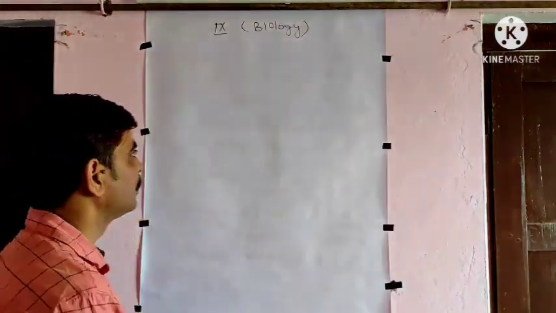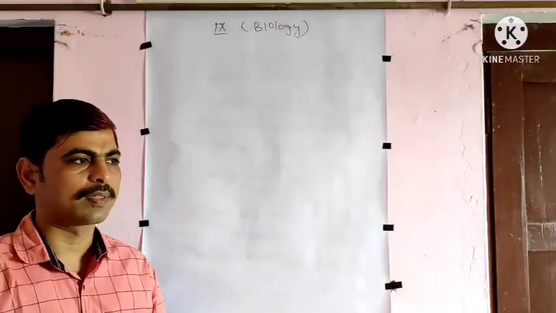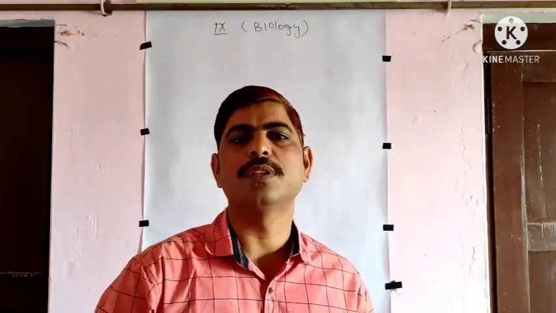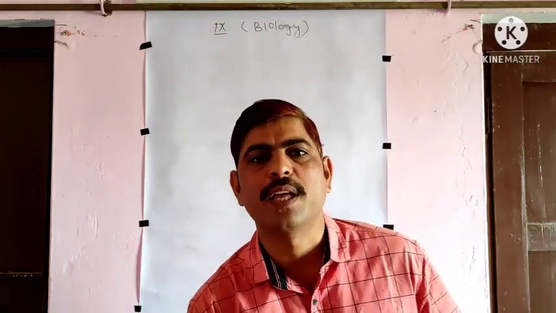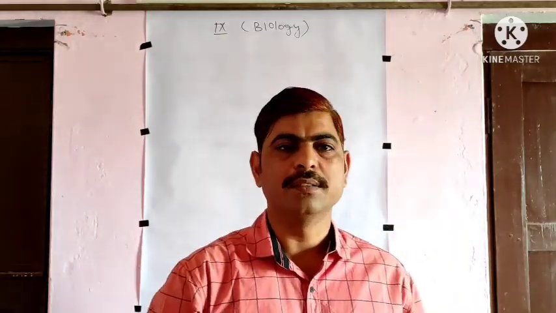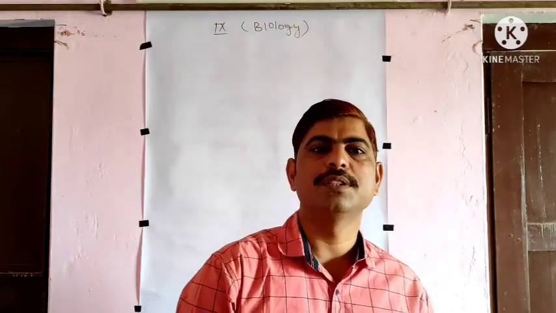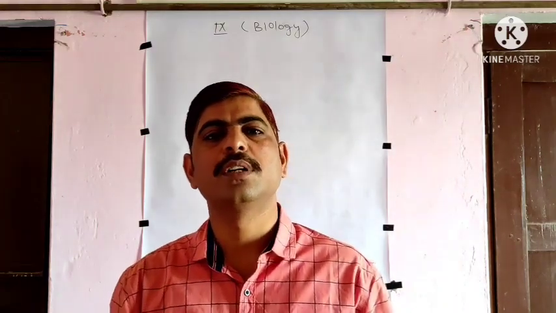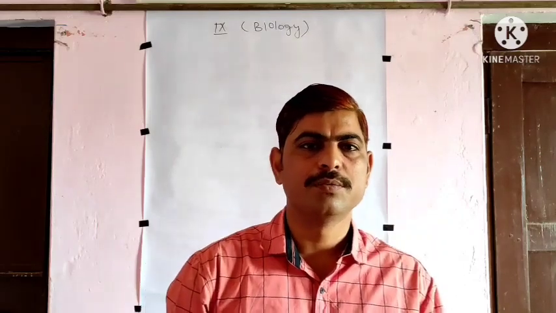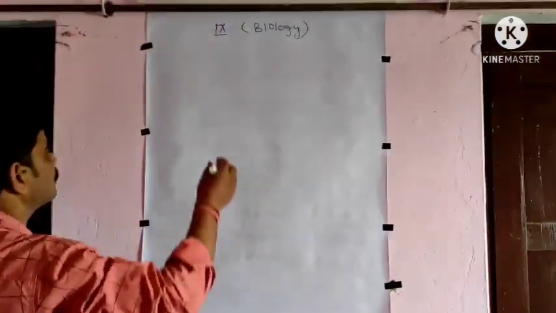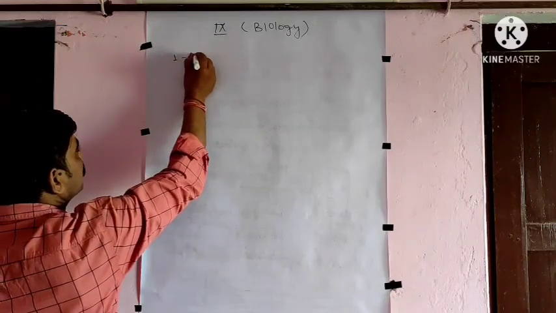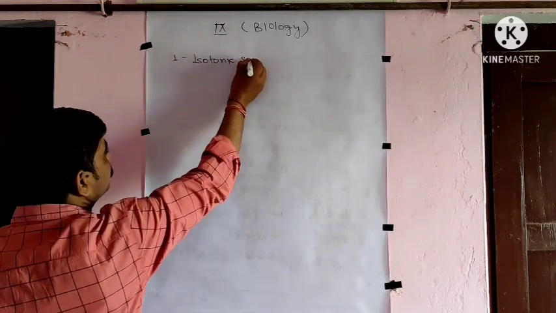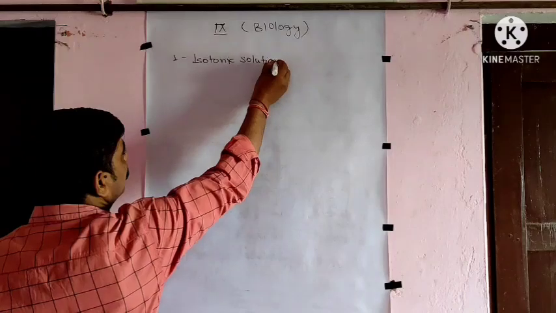Okay, let's begin. Dear students, if we compare the outside solution with the solution present in the cell cytoplasm, that is, the content of solute and solvent inside the cell and the ratio between the solute and solvent outside the cell, on this basis we have three types of solutions. One is the isotonic solution.